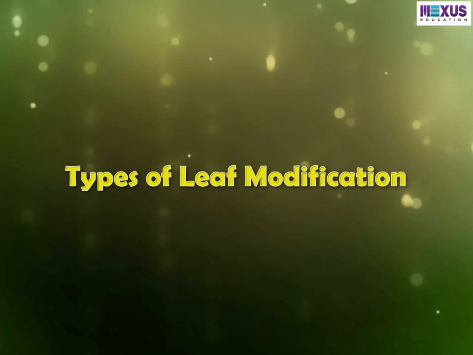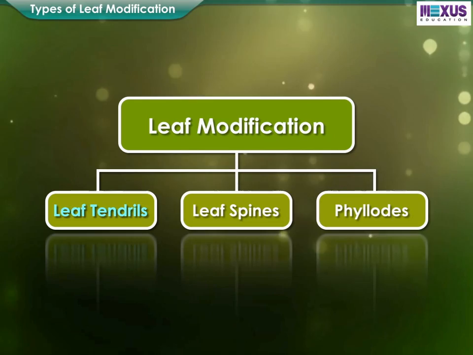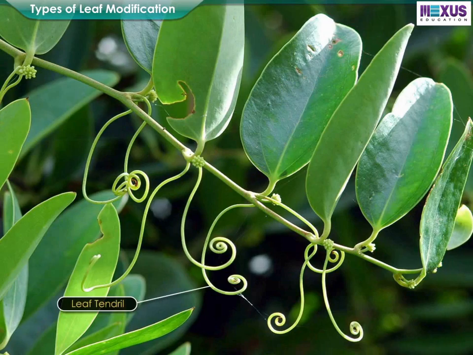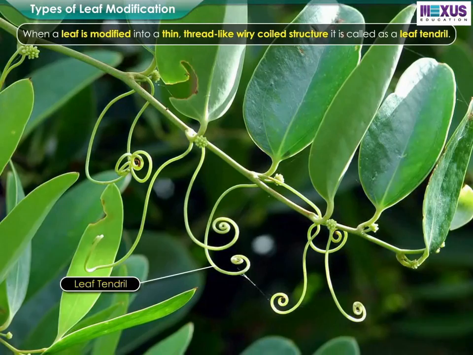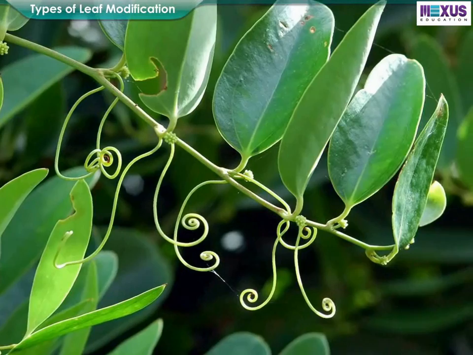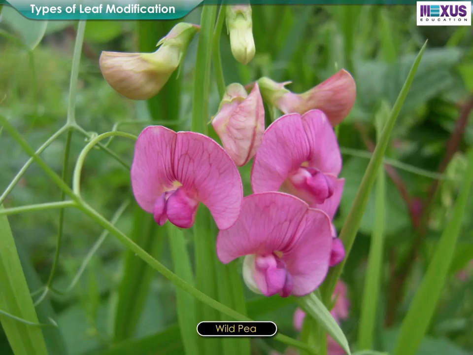In plants, the various types of leaf modifications are leaf tendrils, leaf spines, and phyllodes. Leaf tendrils. When a leaf is modified into a thin, thread-like, wiry, coiled structure, it is called a leaf tendril. It helps in climbing. For example, wild pea and glory lily.